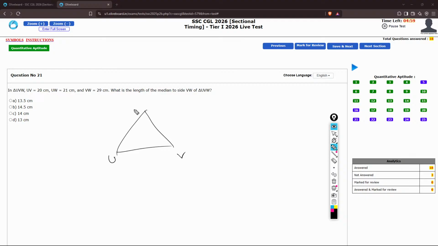UVW, UV 20, UW 21, VW 29. So what is the length of the median? So 20 into h equal to 21 into 29. No. 20 into 21, so 21. No, length of the median, or the side VW. Okay, VW. So this one is asked.